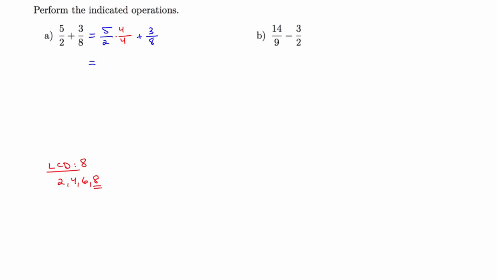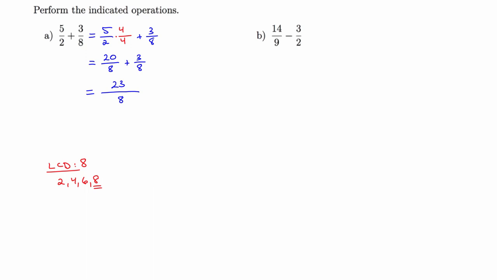We now need to do the multiplication first. 5 over 2 times 4 over 4. 5 times 4 is 20, 2 times 4 is 8. So we now have 20 over 8 plus 3 over 8. 20 over 8 is equivalent to 5 over 2, but it now has that common denominator that we needed. And now that both fractions are fractions over 8, we will write that as the common denominator in the final answer, and we add the numerators. 20 plus 3 is 23.